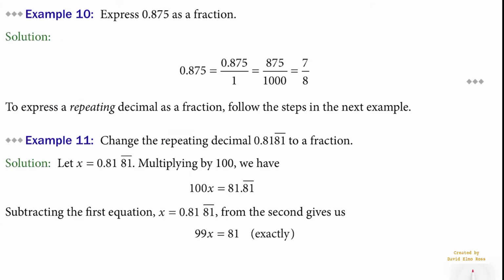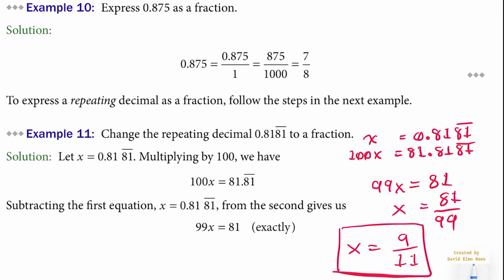If you try to express a decimal as a fraction, in this case 0.875, it's really 0.875 over 1. Now if you multiply top and bottom by 1,000, you get 875 over 1,000, which can then be written as 7 over 8.